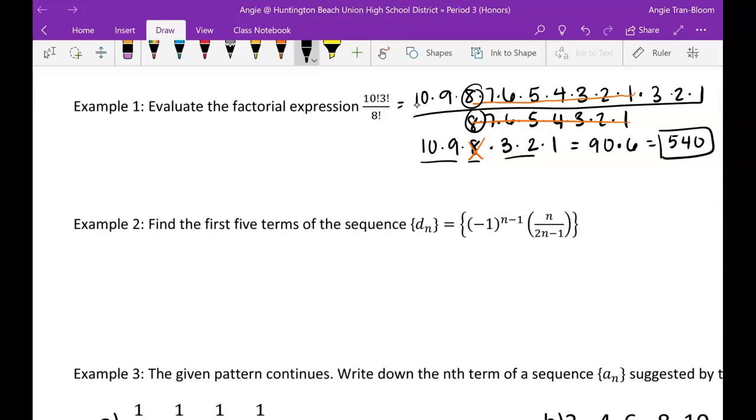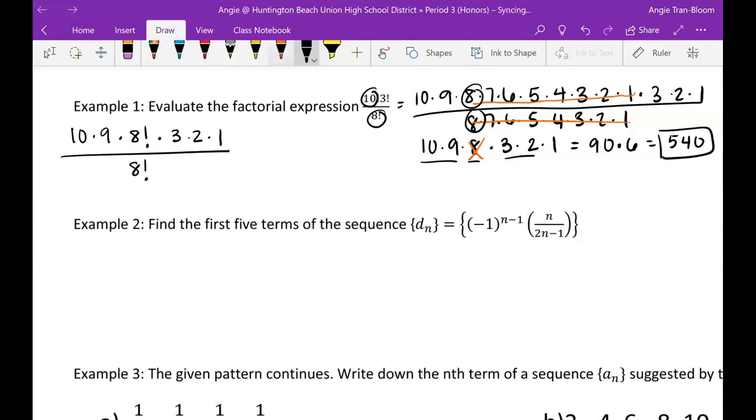Sure, of course. If you see that this has an 8 factorial on the bottom, you can do 10 times 9 times 8 factorial, and then 3 factorial is 3 times 2 times 1. So what's happening is the 8 factorials on the top and bottom will cancel one another out, so you don't have to write out 8 times 7 times 6 times 4, okay? So if you know that's canceling, it's still going to work out to 540.